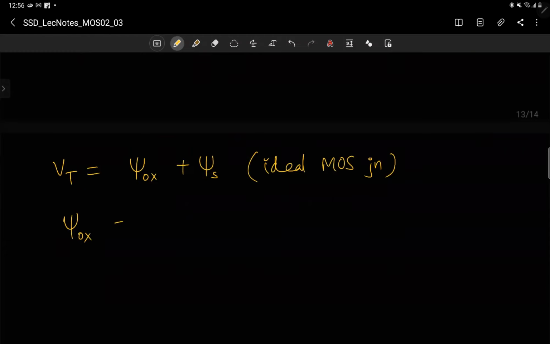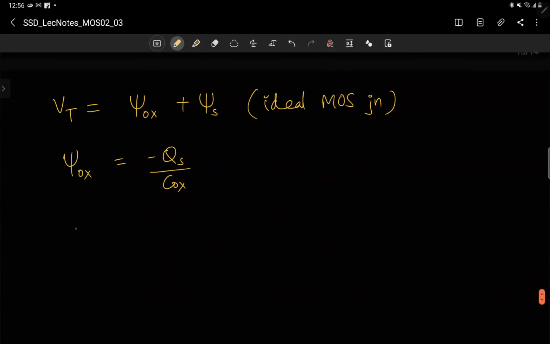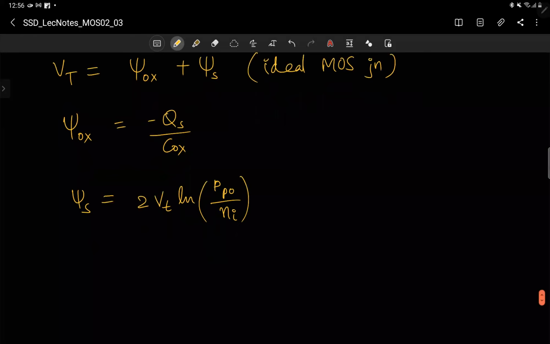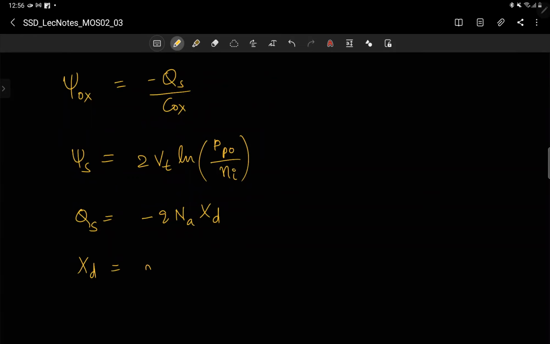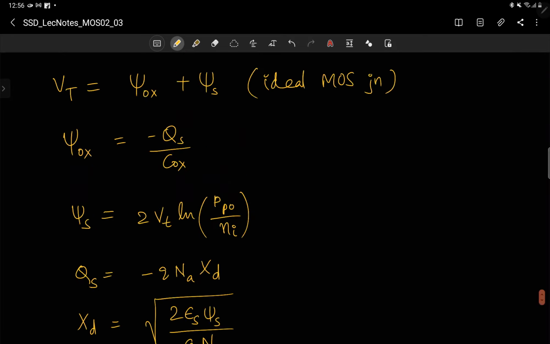Psi ox is minus QS by Cox, as you know, and then this psi s is nothing but 2Vt ln Pp0 by Ni. So psi s is known. So QS is what you need. QS is minus Q Na XD. And so XD is needed. So XD is square root of 2 epsilon s psi s by Q Na. So everything is obtained now.